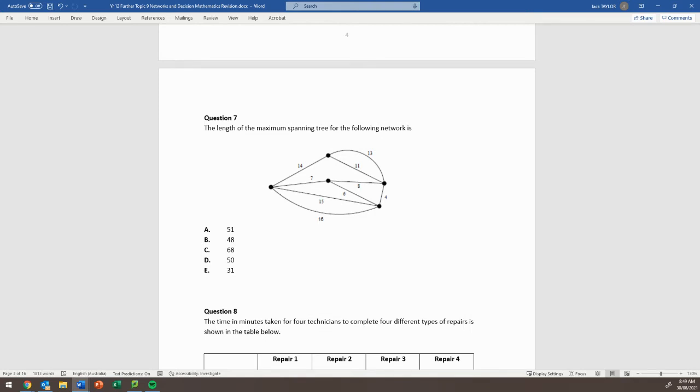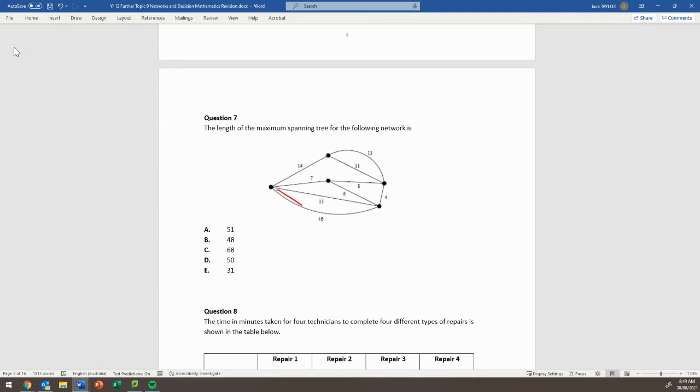Find the length of the maximum spanning tree for the following network. So normally we look at minimum, but this one is asking for maximum. Same thing as Prim's algorithm. What we do is we start with the highest valued edges, however, not the smallest.